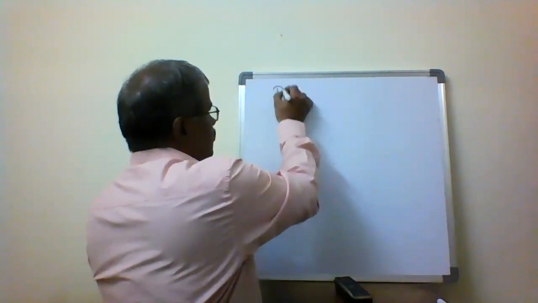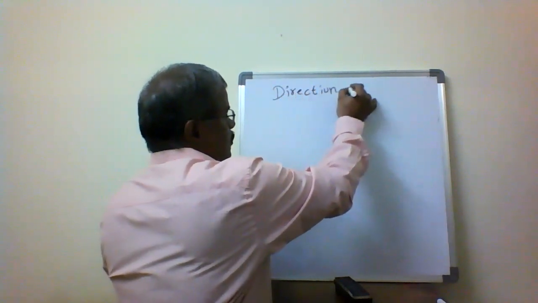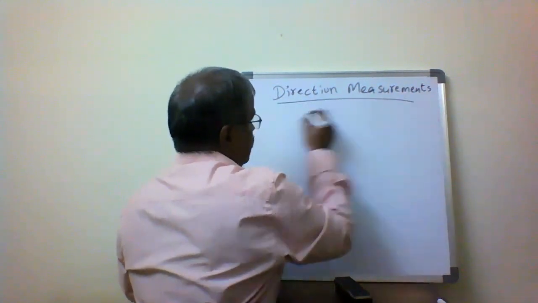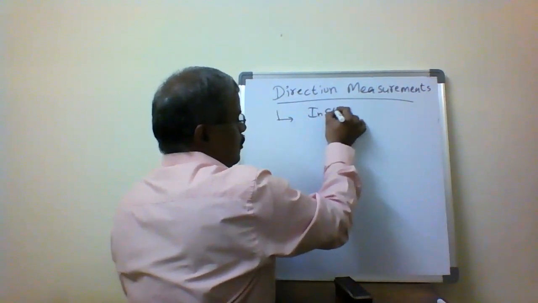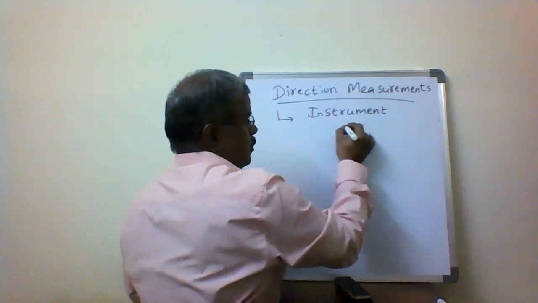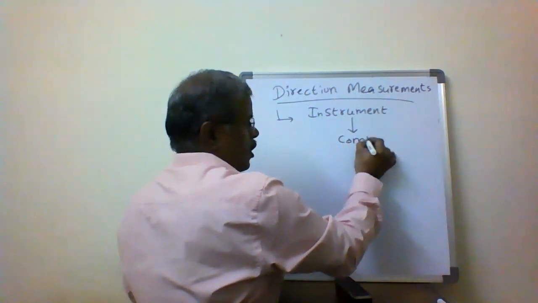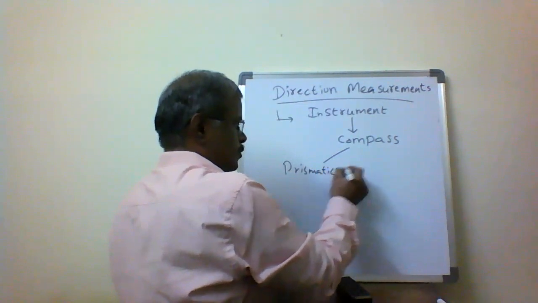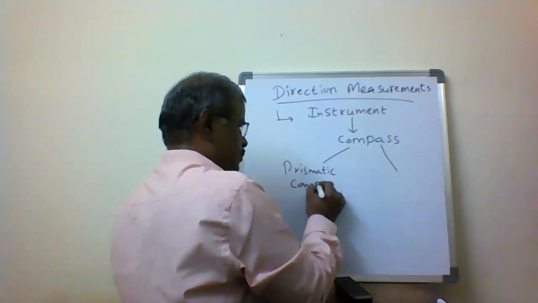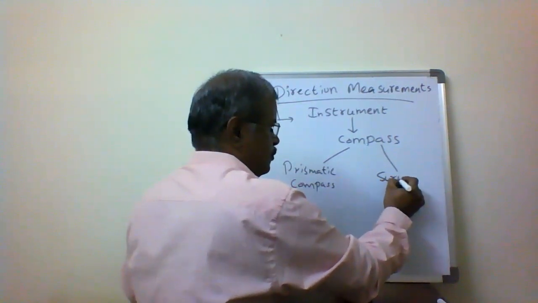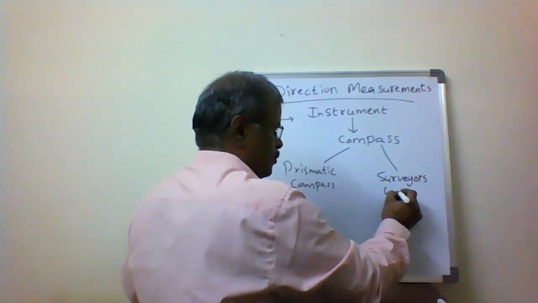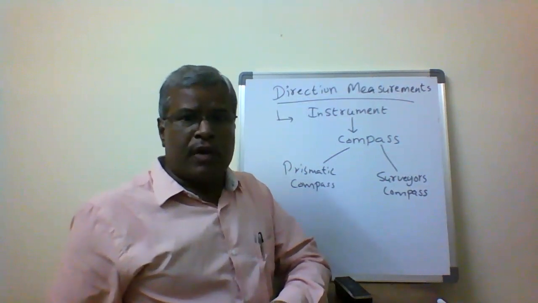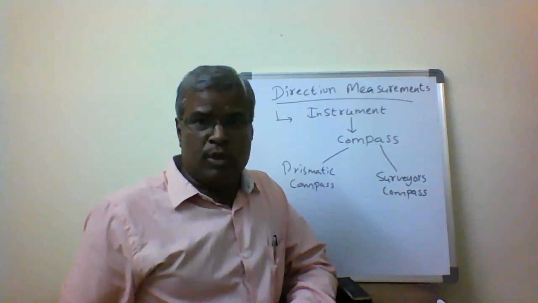So in the direction measurement, the instrument is the compass. In the direction measurement, I want to measure the direction. So the instrument available is called a compass.